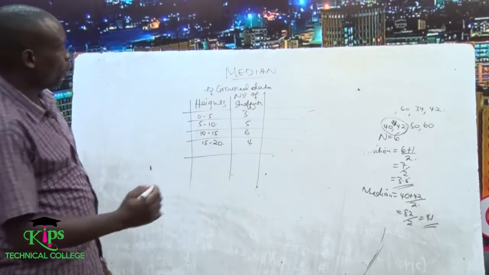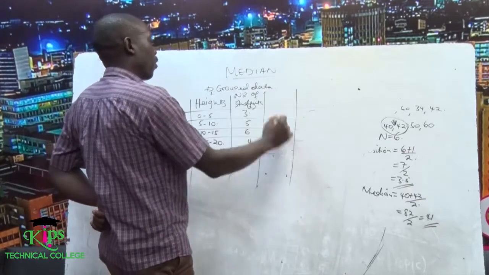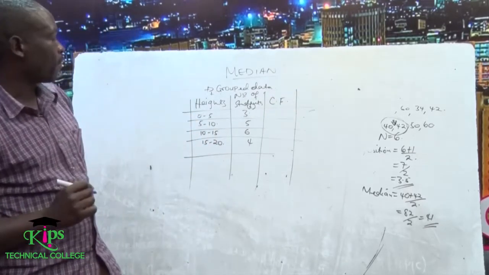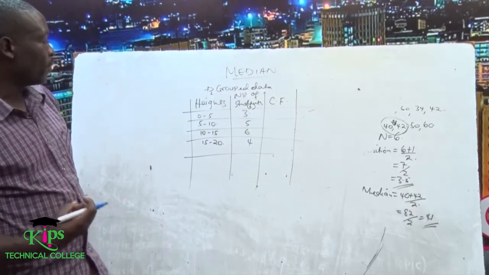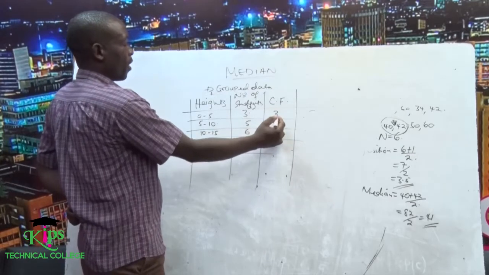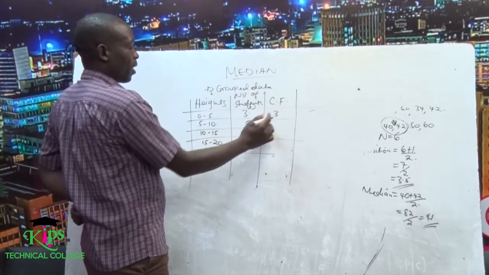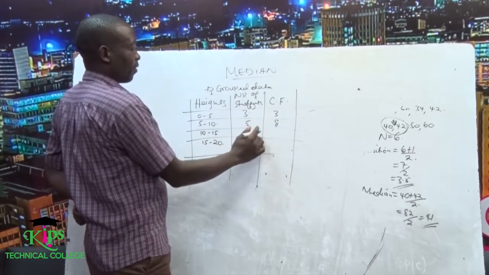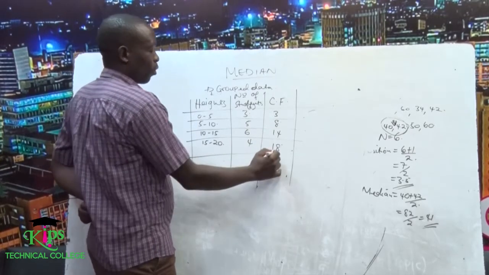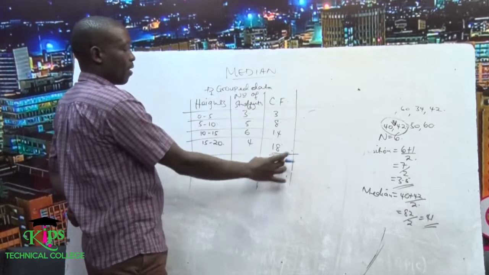What you need to do is to come up with another column for the cumulative frequency, commonly denoted as the CF. And how do we fill the cumulative frequency column? We normally start with the first frequency, which is 3. Then we add the following. So 3 plus 5 is 8. 8 plus 6 is 14. 14 plus 4 is 18. So we are going to have the CF column.